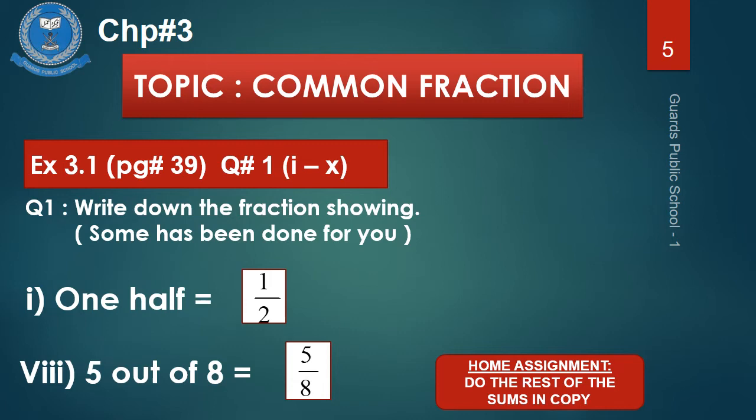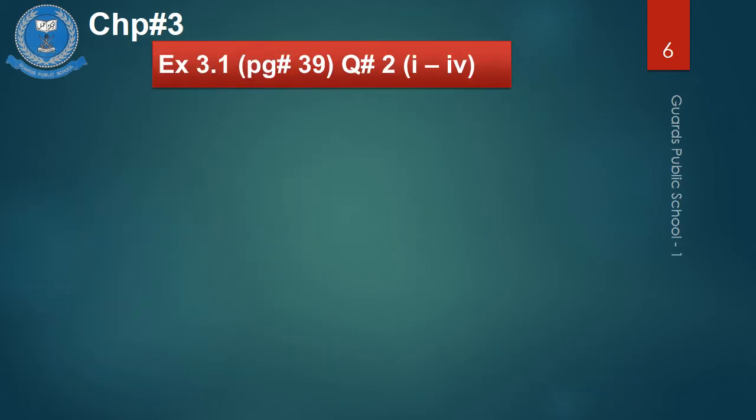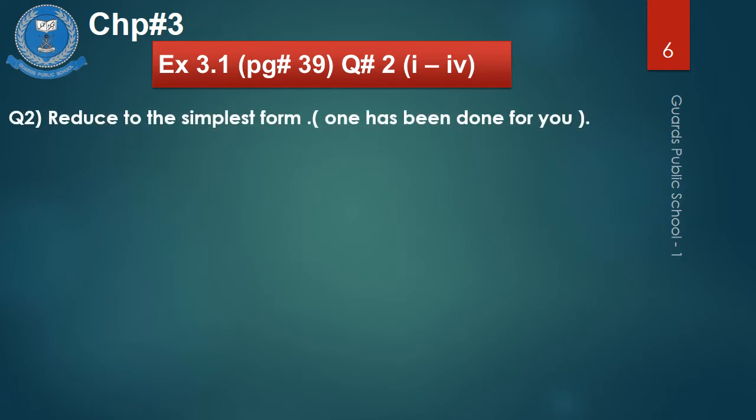2 I have done for you. It's a very simple and very easy exercise. Now it's the time for question number 2 of the same exercise, that is exercise 3.1, page number 39. How many parts you have to attempt? 1 till 4. So let's read question number 2.